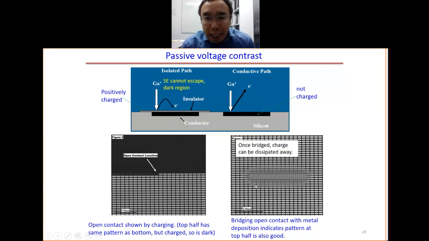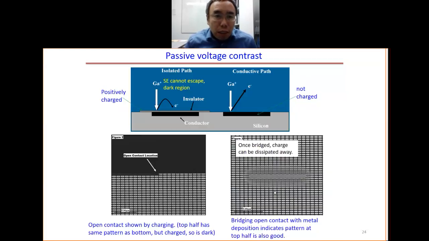But when you make this metal connection, the charge on the top part can be dissipated to the other part. So there is no more charging, no more voltage. Then you see the signal, and the top and the bottom look the same. So this is the charging effect. We can see something similar using SEM imaging as well.